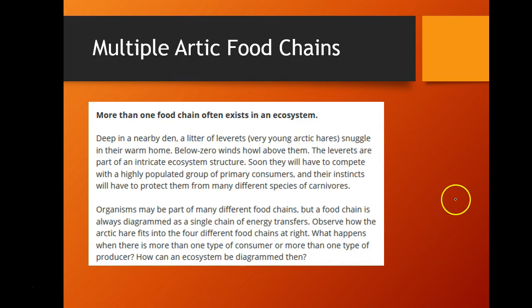However, the Arctic ecosystem doesn't just have one food chain, but there are actually multiple food chains. We have many different organisms that eat the plants, many different organisms that eat the hare, and there are organisms that share that same trophic level as that hawk. A food chain is always diagrammed as a single chain of energy transfers. However, we know that there are multiple food chains that exist for every ecosystem. Let's go ahead and look at the different food chains that just the hare is involved in.